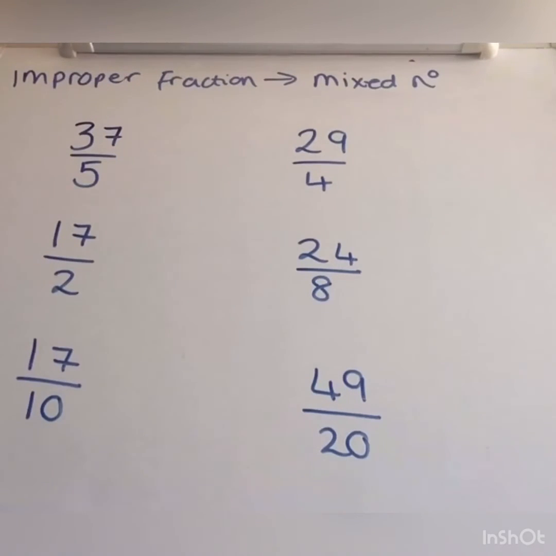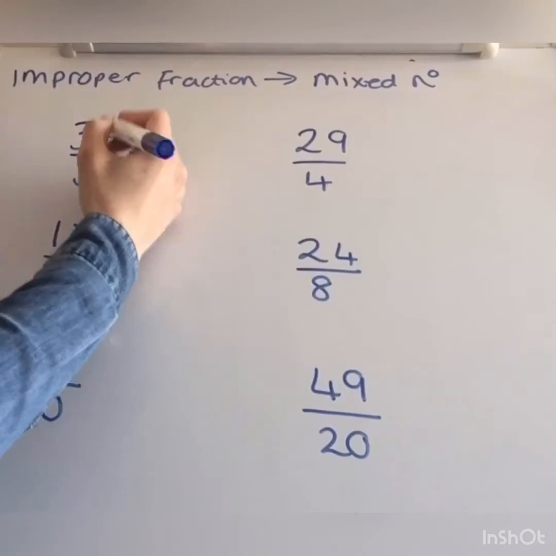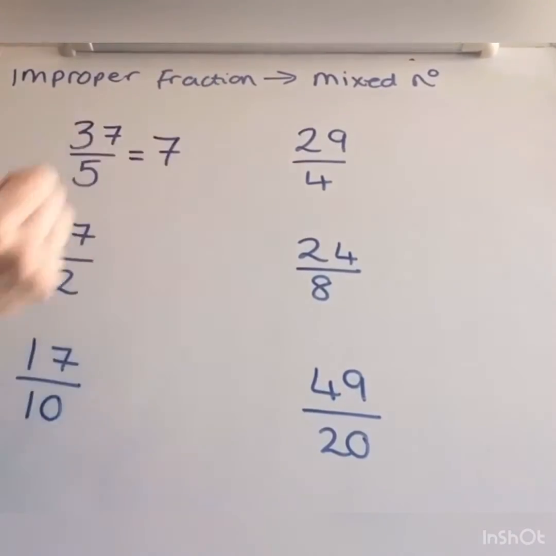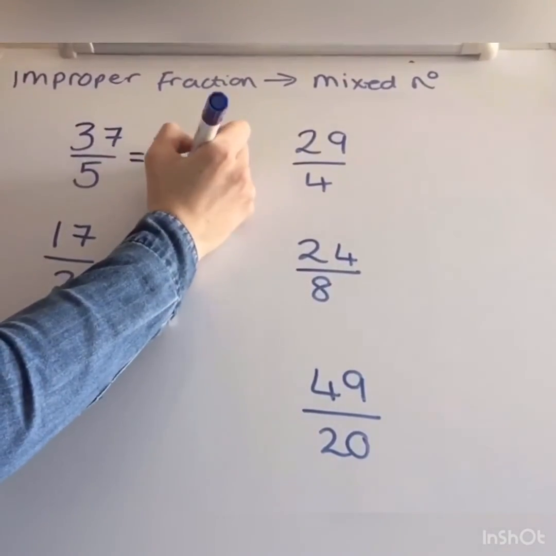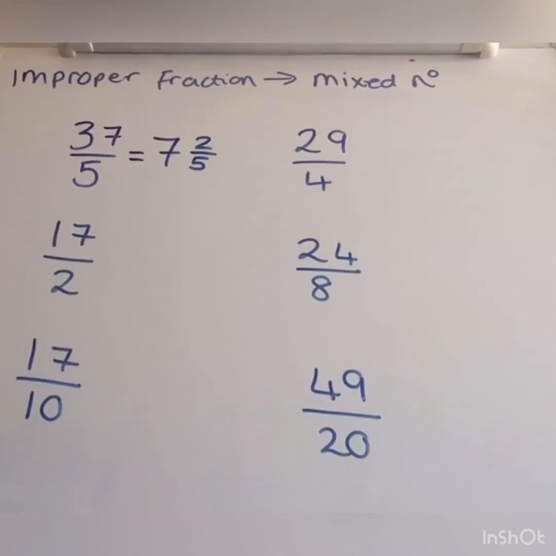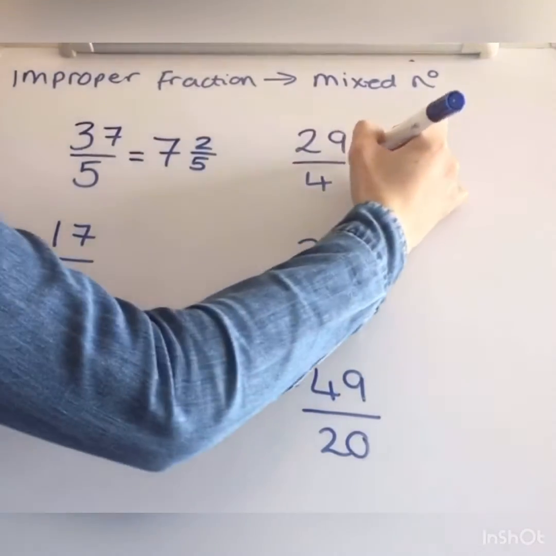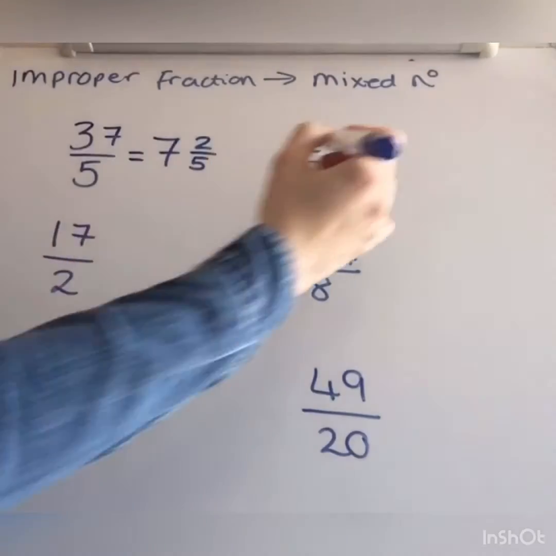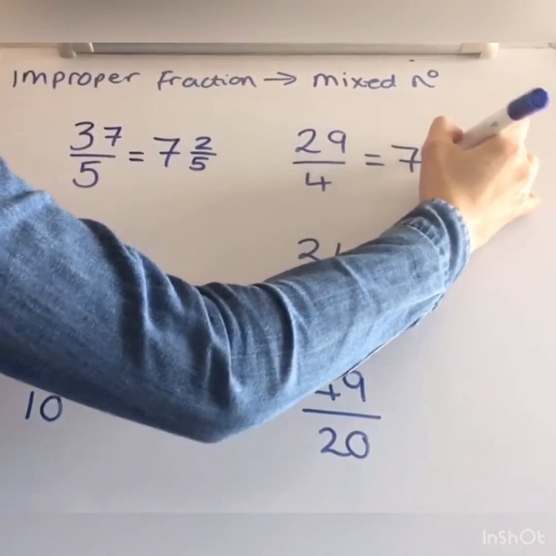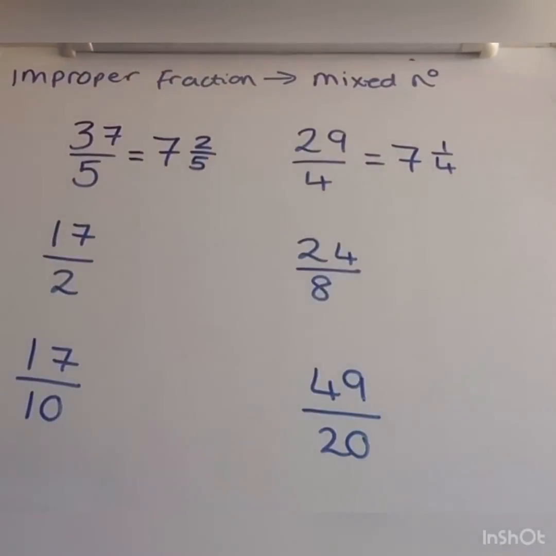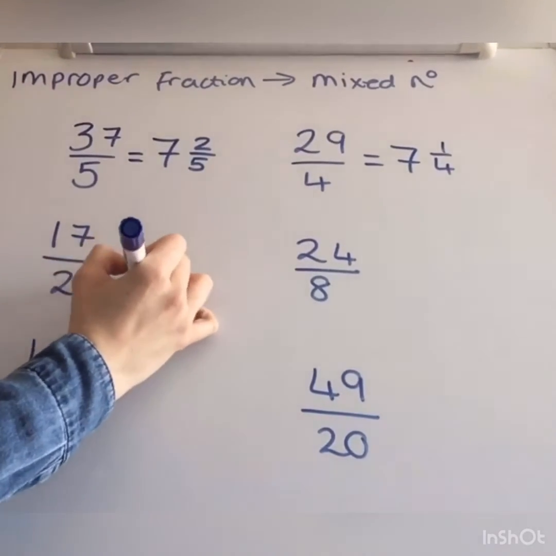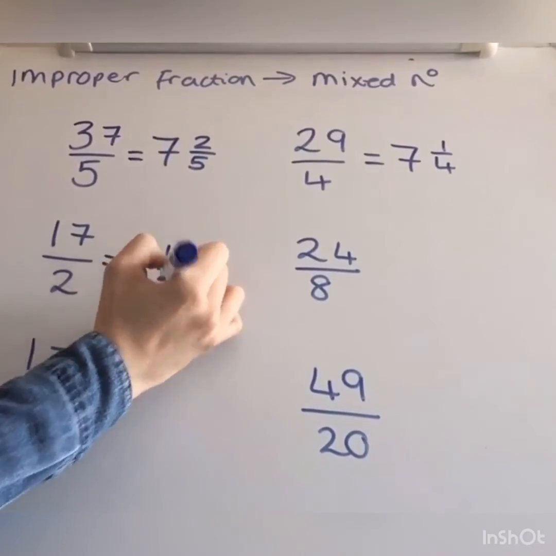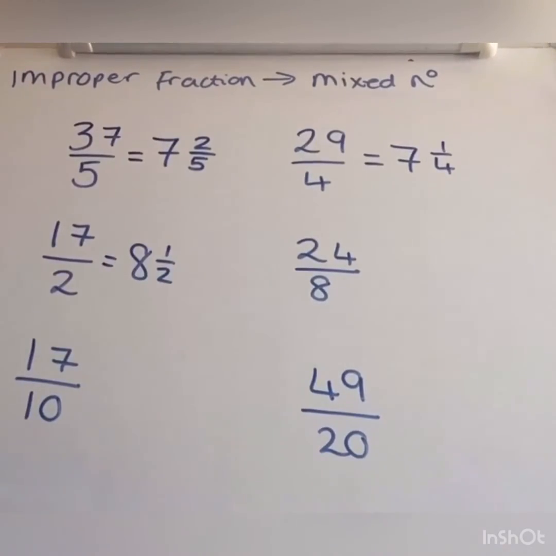Okay, so I'm about to go through the answers, so if you've not finished, please make sure you press pause now. So for this one, 5 goes into 37 7 times with a remainder of 2. So your first answer was 7 and 2/5. 4 goes into 29 7 times with 1 left over, so it's 7 1/4. 2 goes into 17 8 times, and there's 1 left over, so that becomes 8 1/2.